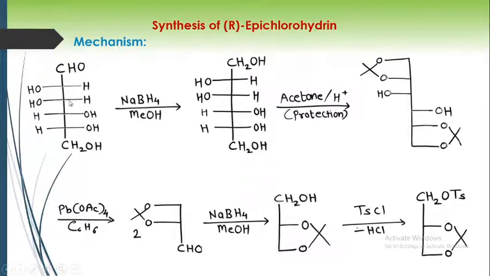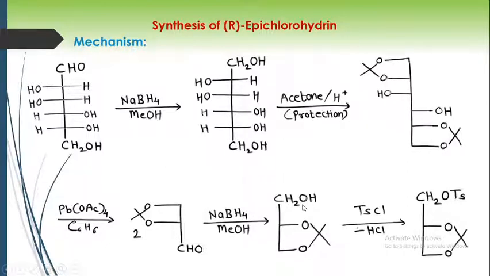Mechanism. Here, D-mannose is reacted with NaBH4 in the presence of MOH. We get this alcohol. After the formation of alcohol, it can be protected by means of acetone in the presence of H+. We get these protected diols, and this molecule is oxidized with the help of lead tetraacetate. We get this aldehyde. Then it again reacts with NaBH4 to give this type of alcohol.